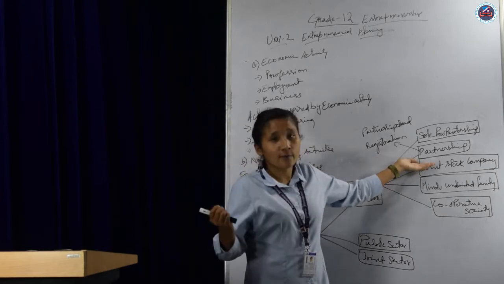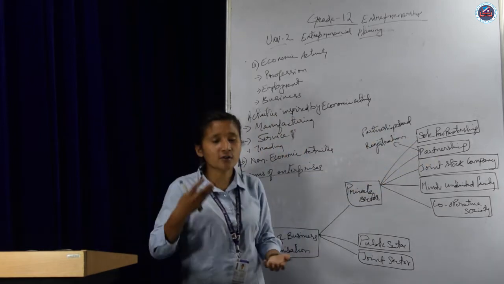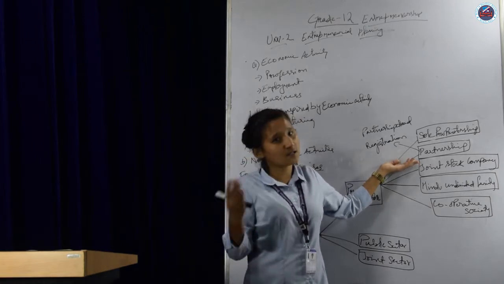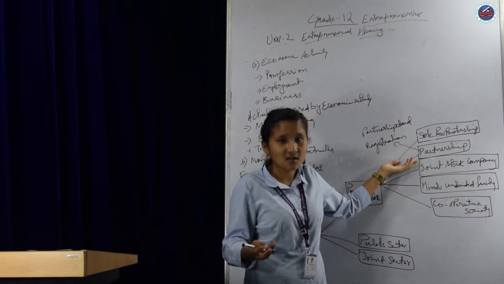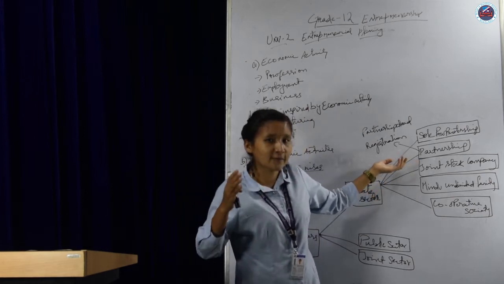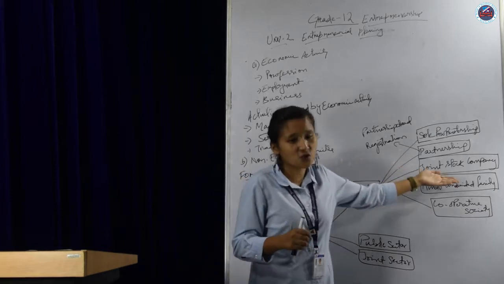Under partnership, we have some of the characteristics like two or more persons being involved, agreement being there, profit or losses being shared, a mutual agency, unlimited liability between both the parties, and utmost good faith. Then we have the joint stock company.